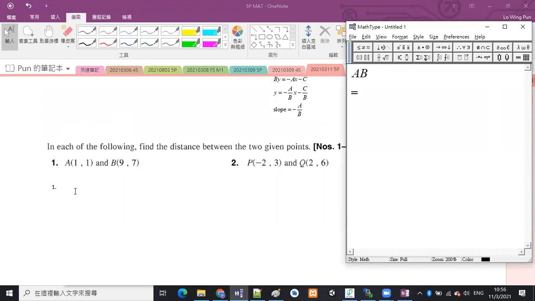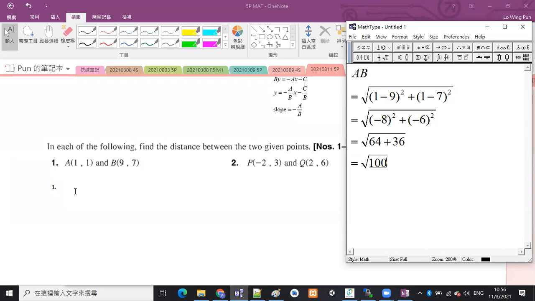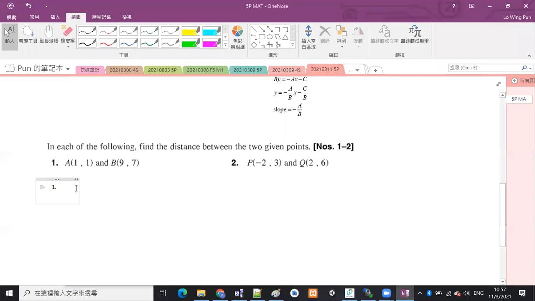So AB is equal to square root of (x1 minus x2) bracket square plus (y1 minus y2) bracket square. Okay. And then just do the calculation very carefully. 1 minus 9 is -8, and then bracket square, plus 1 minus 7 is -6 bracket square. And we do the square inside the square root first. So -8 bracket square is 64, and plus -6 bracket square is 36. And we have square root of 100. Finally, square root of 100 is 10. Okay, so the distance between A and B is equal to 10.